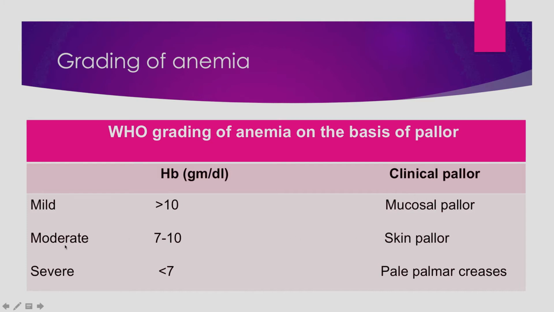And then moderate is when the skin itself shows pallor. And severe, it is less than 7 grams per deciliter, when the palmar creases of the hands are also pale. Generally the palmar creases of the hand are red, right? But when they become pale, then you can grade the anemia as severe, and the range will be less than 7.